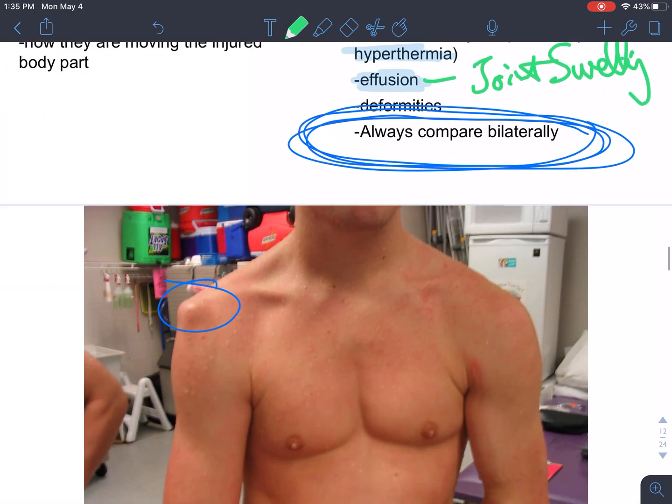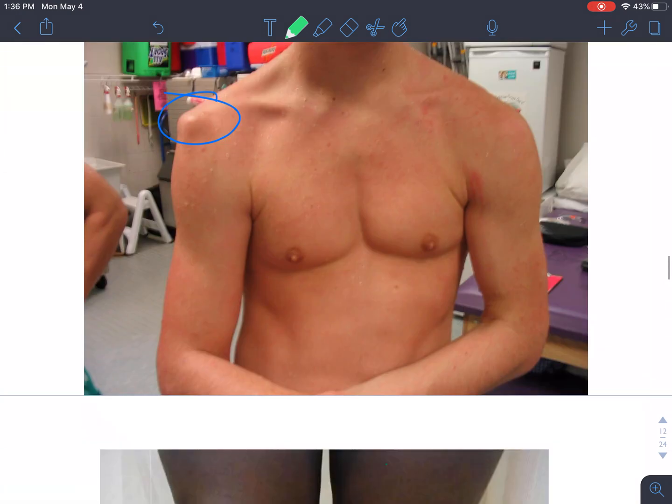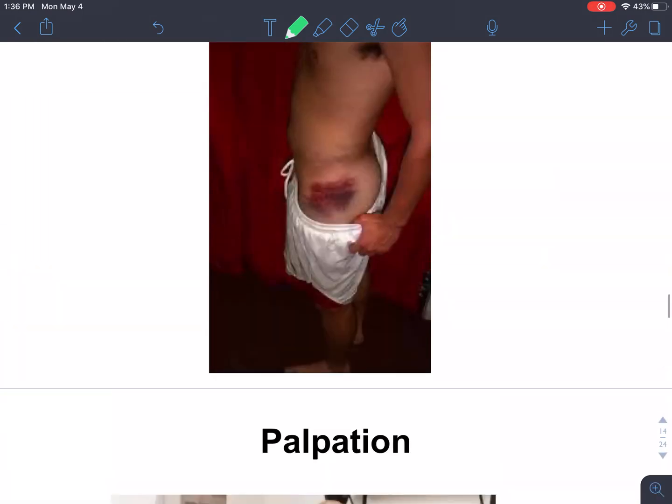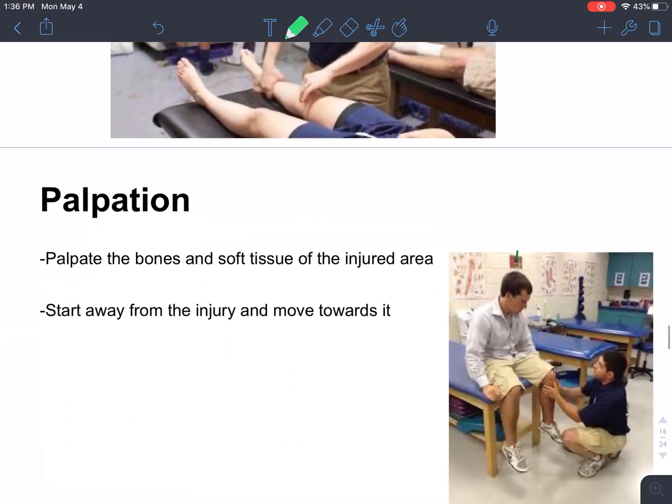Always checking bilaterally, right? So here we see a deformity, even some erythema, some redness of the skin. So look, right here, you can still see the outline of the patella. So that's effusion, because effusion's in the knee joint. If it was edema, you wouldn't be able to see the patella. There's some ecchymosis.